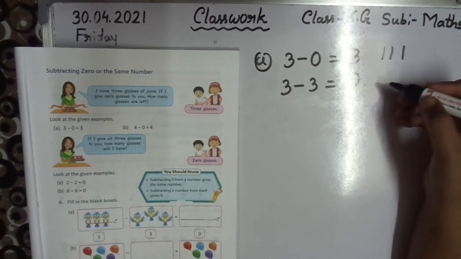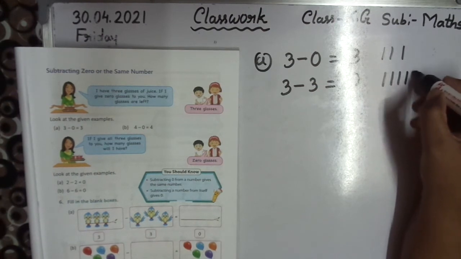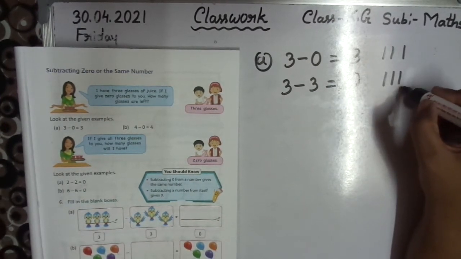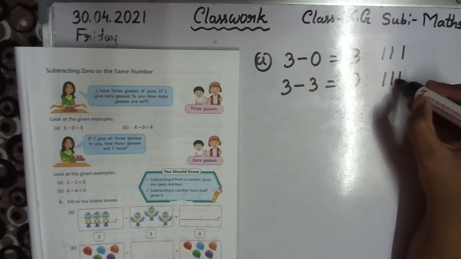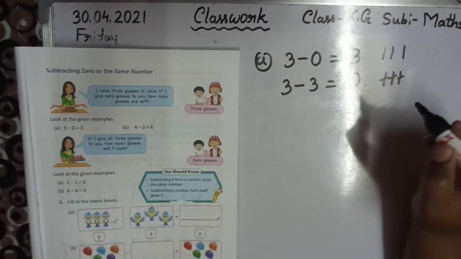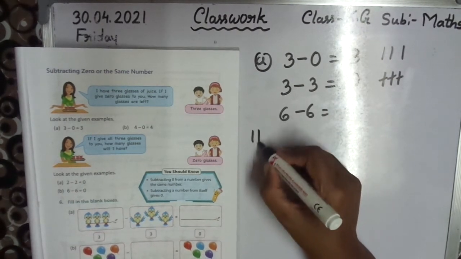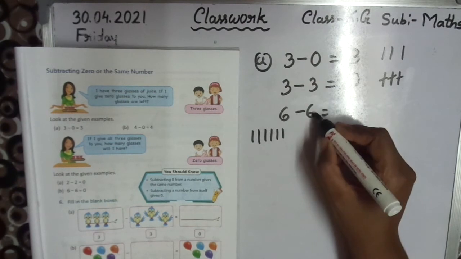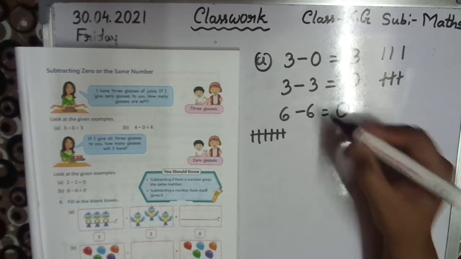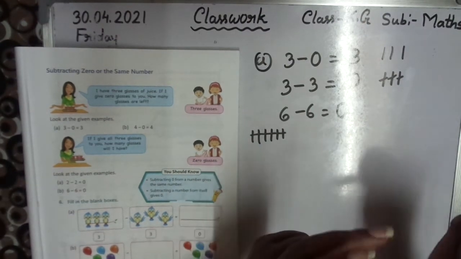Now subtracting a number from itself gives 0. Where? 1, 2, 3. So 3 minus 3, you draw 3 lines here. Minus 3: 1, 2, 3. So 0, nothing. Okay. 6 minus 6 is equal to, you draw 6: 1, 2, 3, 4, 5, 6. Minus 6, so 1, 2, 3, 4, 5, 6. See, 0, nothing. No number is here. Okay. So repeat again.